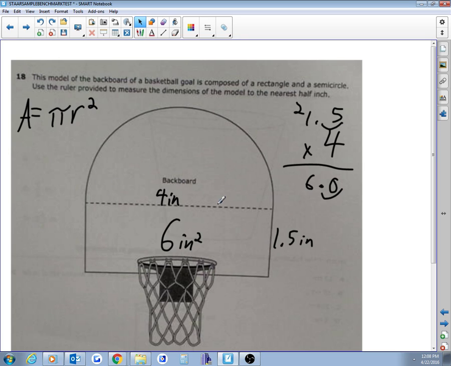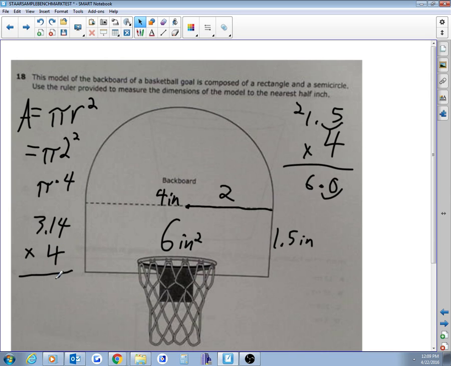So our diameter here is 4, so our radius, from there to there, will have to be half of that. 4 divided by 2 is 2. So we have a radius here of 2. So I'm going to substitute that for r. I've got pi times 2 squared. 2 squared is 4. So I've got pi times 4. Pi is 3.14. So I've got 3.14 times 4. This will give us the area of the full circle.